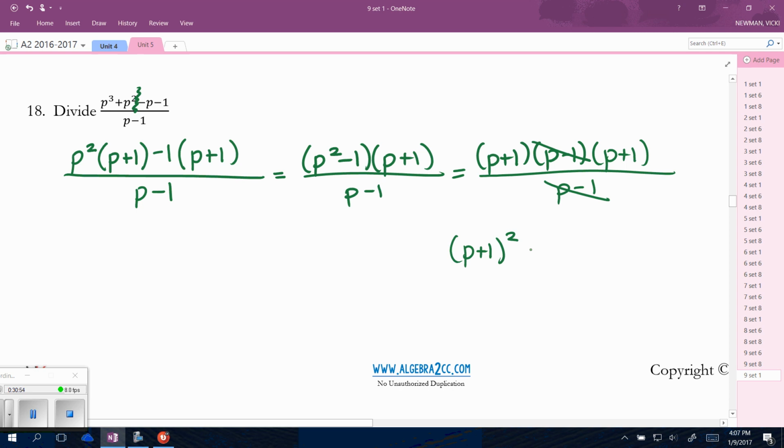The other way to do it is using long division. If you did this using long division, you would get the squared version, which is p squared plus 2p plus 1 with no remainder. Now, you can check by deciding if this is actually a factor or not. If p of 1 on the numerator works out to be 0, then you know it's a factor, and it should come out nice with no remainder.